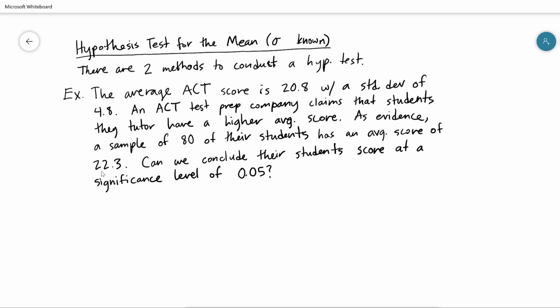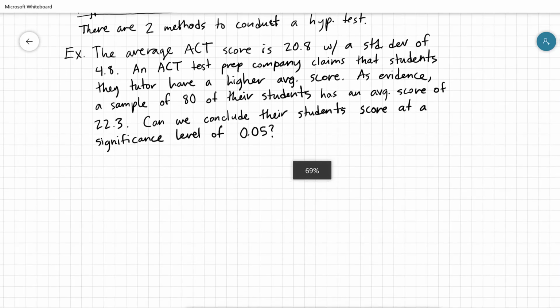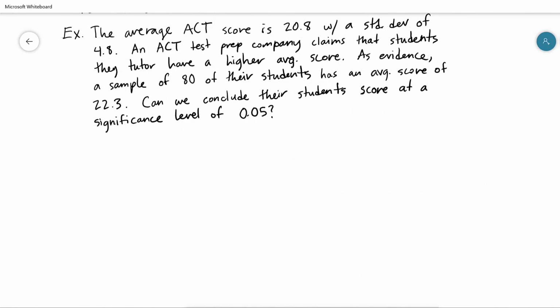And so here's the idea. The first approach, so we had these two methods. The first approach is going to be called the critical value method. And I'll talk about that here.